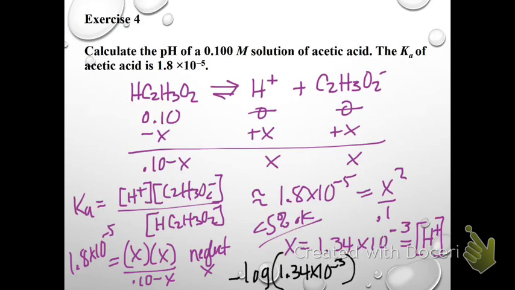Oh, let's talk about decimal points. Remember, our decimal places have to match the significant figures in our concentration. The significant figures in our concentration is 3, so we need 3 decimal places. Can I finish the answer and then I'll answer your question? Yes. So that would be a pH of 2.873. Oh, I'm going to run out of room. There we go. Yes, Neelish.